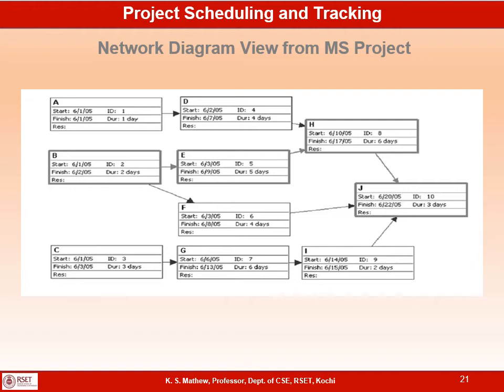Calculate the early start, early finish, late start and late finish, calculate the float, then identify the critical path. All this will be done automatically for you as you schedule the activities, link the activities and put the duration for these activities. They will automatically do the forward pass and the backward pass, calculate float, and then identify the critical path for you, which will be indicated in red color in the network diagram view. If you look at the network diagram view, the activities that come in the critical path will be shown in red color.